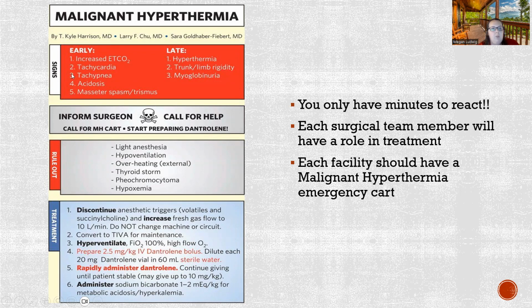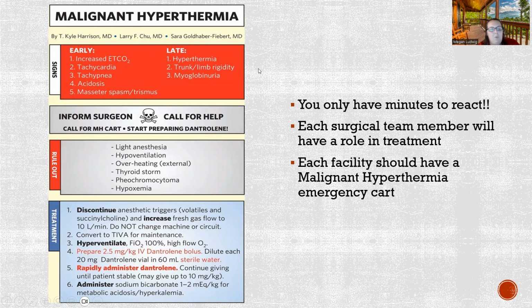So pay close attention to these early signs if they start to see increased end-tidal CO2, because that's the thing they monitor for in anesthesia. The tube that they put in, that ET tube, has an extra tube that goes to a carbon dioxide monitor for that reason, right? So they'll see an uptick in that, and they might mention it to you.